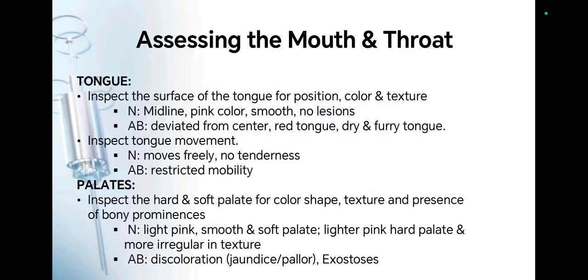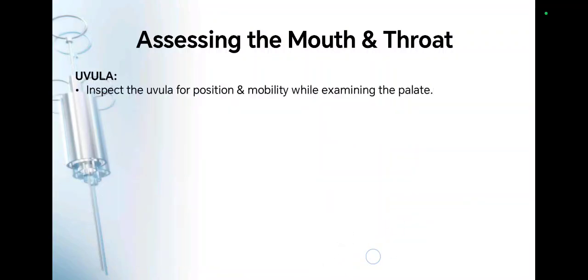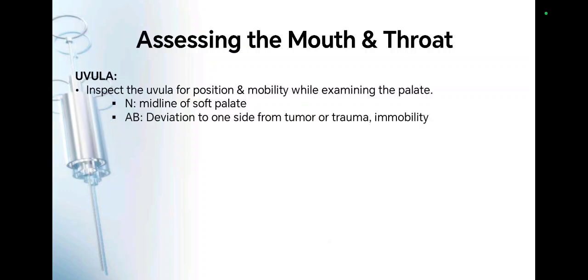Pallor can be assessed by checking your conjunctiva and the palate. So if there is jaundice or pallor or exostosis, just like this one, okay, you have to check that also. And then for the uvula, inspect the uvula for position, for mobility while examining the palate. So how do you inspect the uvula? By asking the patient to say ah, and then we will see the uvula rises. So midline of the soft palate, and abnormality if it's deviated to one side due to trauma, tumor, immobility, or tonsillitis or the inflammation of your tonsils, because we do have tonsils in our oral cavity.